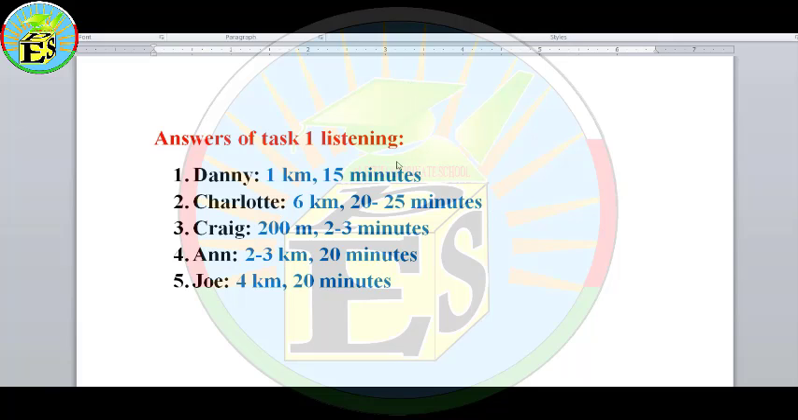Craig, it takes 2 to 3 minutes, and the distance is only 200 meters. So delete the K letter because it's only 200 meters. For Anne, the distance is from 2 to 3 kilometers, and it takes 20 minutes. And the last one, which is Joe, the distance is 4 kilometers, and we calculated the time, and the total is 20 minutes.